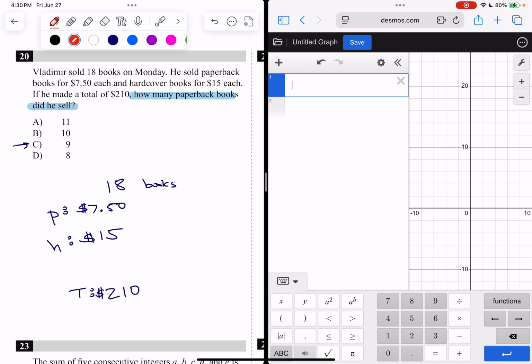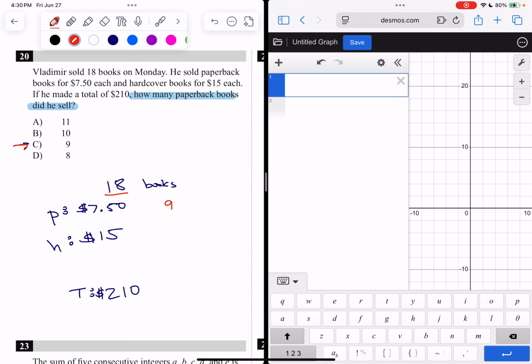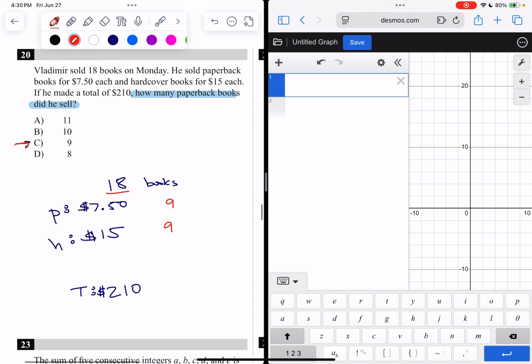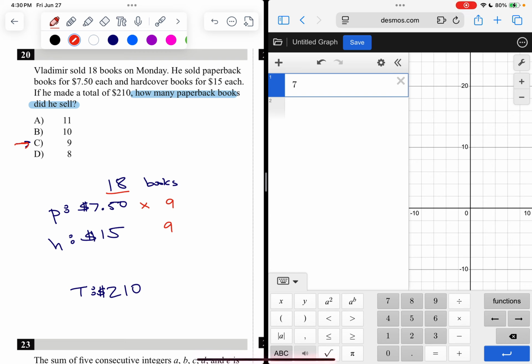I'm going to put in 9 for the number of paperback books. So I know if I sold 18 books total and I did 9 paperback books, I also had 9 hardcover books because 9 and 9 make up my total of 18. Now, I want to see if this works with my total that I was given. So let's go ahead and find out how much we made on the paperback books. So let's multiply 9 times 7.50 to see how much we made on these paperback books.